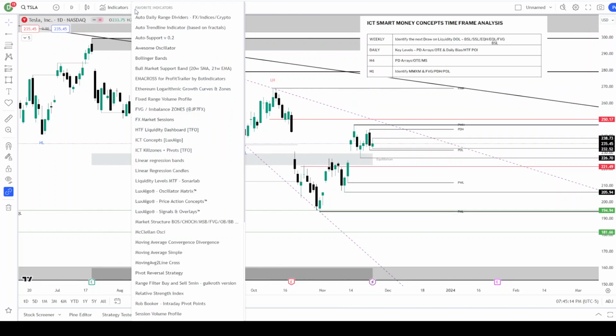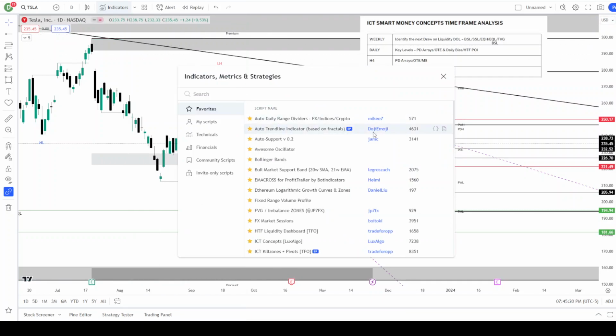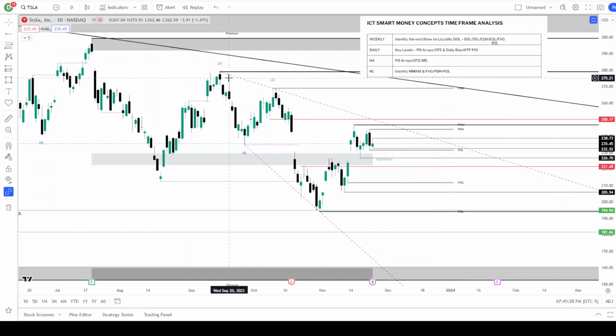If anybody's interested in that auto trend line, it's called auto trend line indicator based on fractals. It's by Doji Emoji, is the author or the creator. Auto trendline indicator based on fractals. It's a free indicator, so you can pop it on if you want. Sometimes it can be helpful just to identify what the major trend is. But it's also something that you could completely do on your own just by drawing trend lines. So it's not anything super crazy, but it's just nice to have once in a while.